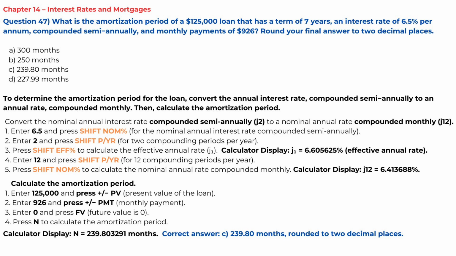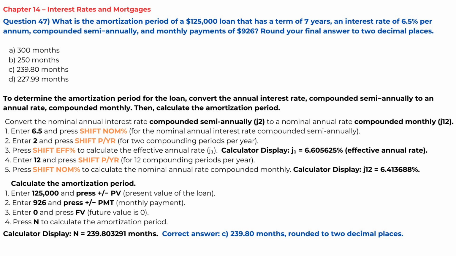Enter 2 and press Shift PYR. Press Shift Effective. Calculator displays J1 equals 6.605625%. Enter 12 and press Shift PYR. Press Shift NOM. Calculator displays J12 equals 6.413688%. Calculate the amortization period.